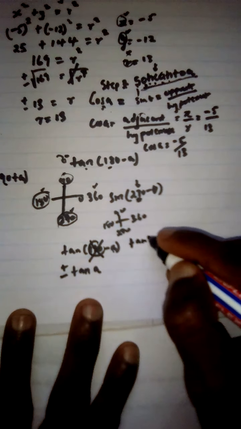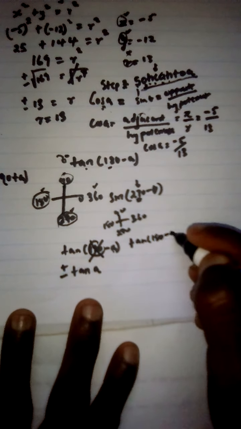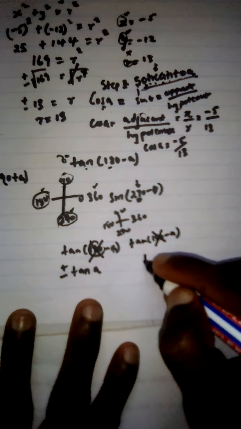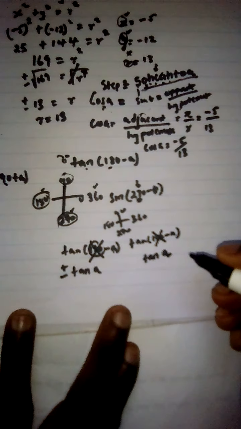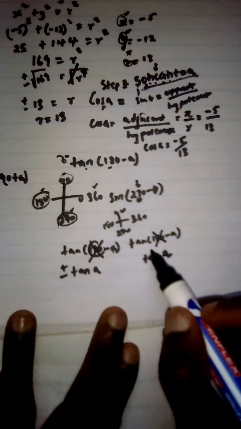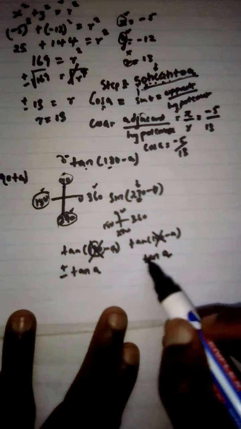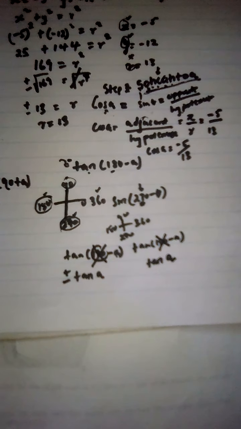This is tan of 180 minus alpha. I'm saying just cancel this 180. You will be left with tan of alpha. But now what you have to be careful of again is the sign of this tan alpha. Is the sign positive or is it negative?